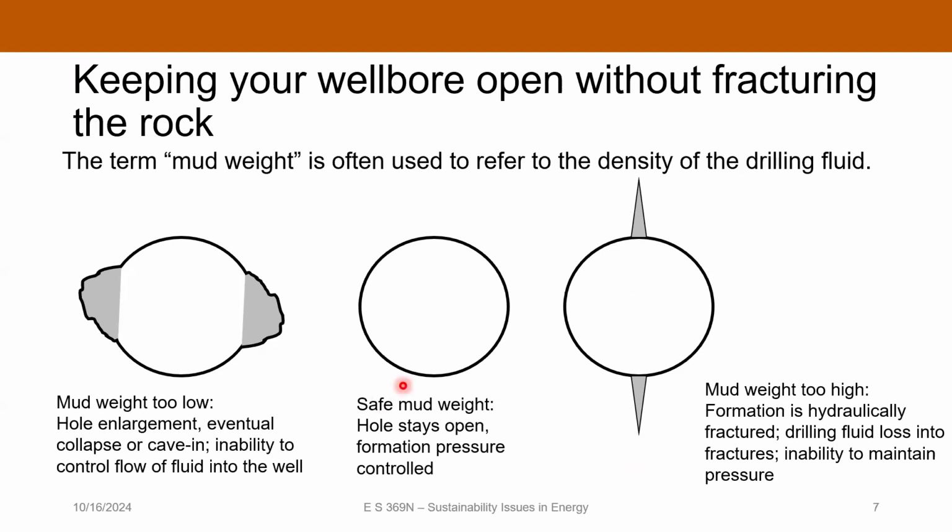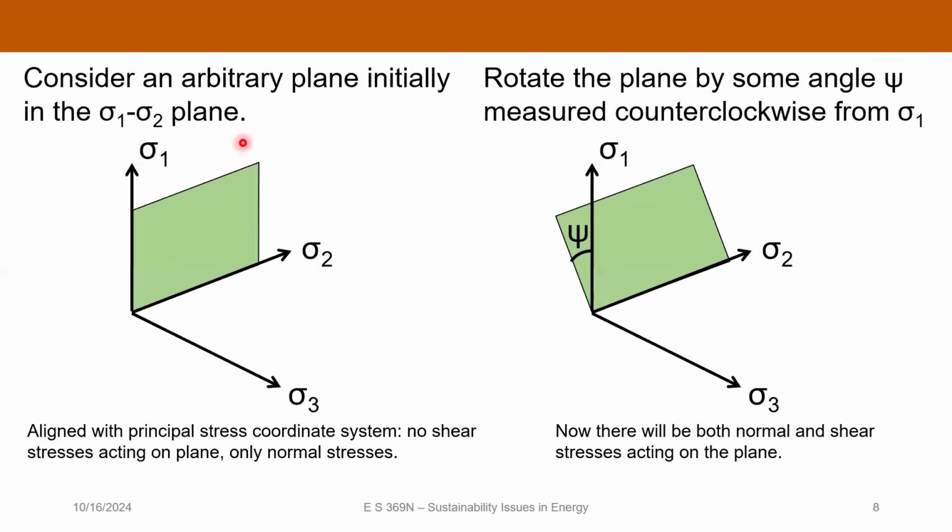So we have to think about what the mechanisms are by which this failure occurs, and then how we can try to prevent that. Okay, so let's take our principal stress system, and I'm going to draw an arbitrary plane here, and it's initially going to be in the sigma 1, sigma 2 plane. So there's our plane. And because this plane is aligned with the principal stresses, we know there's going to be no shear stress on it. It's only going to have normal stresses.